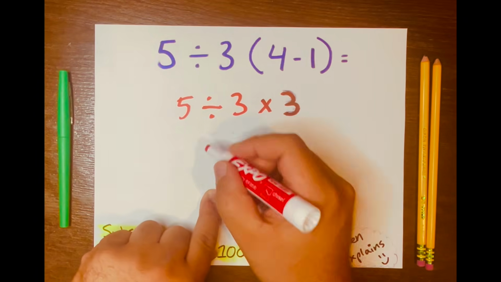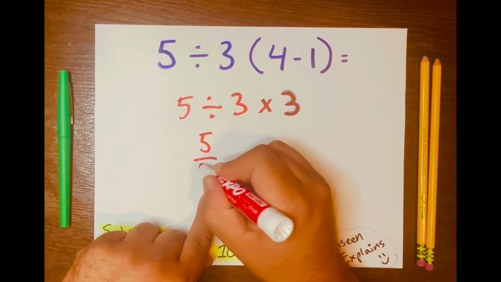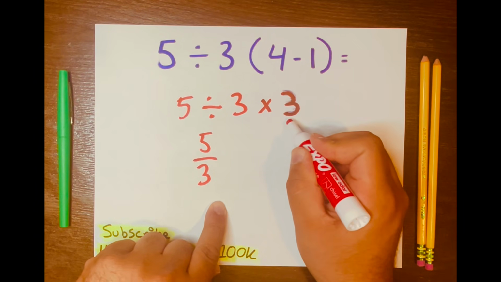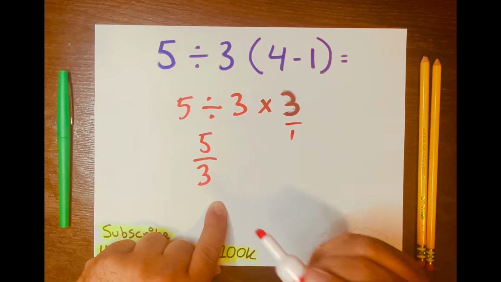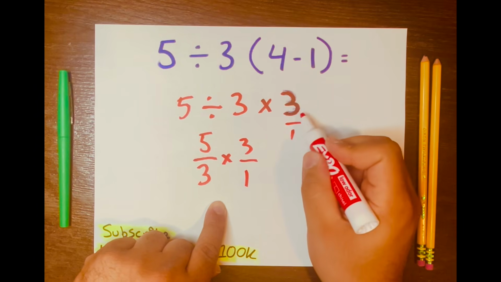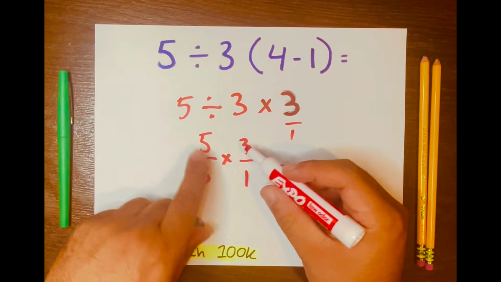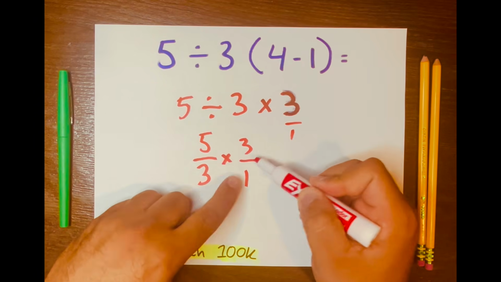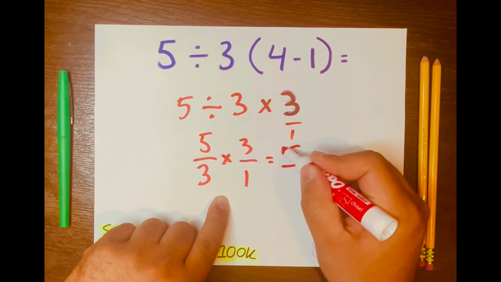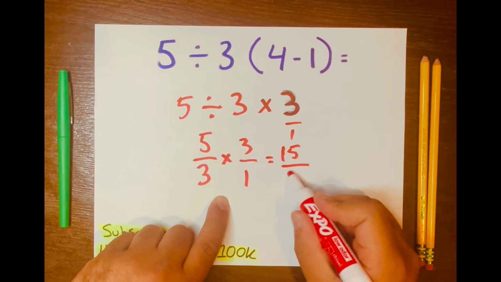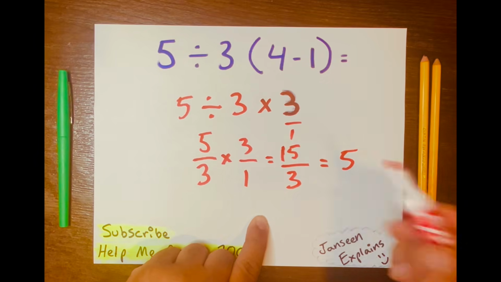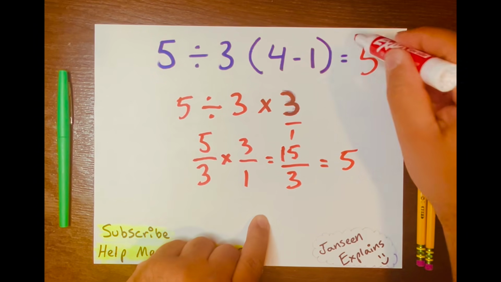And to make the math easy, I'll just write 5 over 3 and then bring down times 3, or let's turn this 3 into a fraction to make the math easy. So times 3 over 1. We know 3 divided by 1 equals 3, does not change the 3. So now we have 5 over 3 times 3 over 1, and you multiply across. So 5 times 3 is 15 over 3 times 1 is 3, and 15 divided by 3 is 5. So your answer is 5.